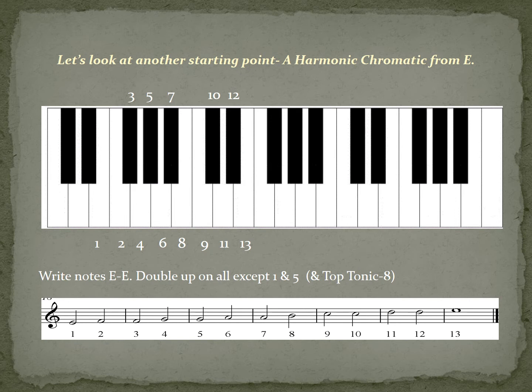This time on our score we're writing out the notes from E up to the top E, and we're doubling up on all the notes except for 1, 5 and 8. So therefore in this particular case we're not going to double up the note E, which is number 1. We're not going to double up number 5, which is the note B, and we're not going to double up on 8, which is the top E.